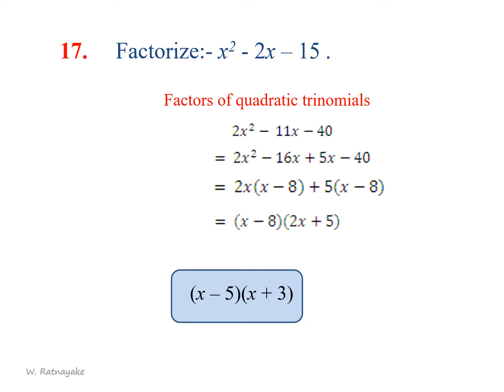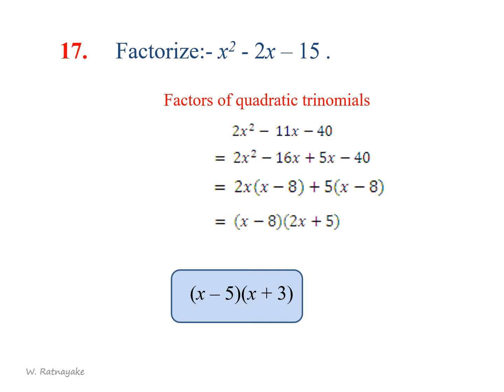If you take minus 5 and plus 3 only, we get the middle term as minus 2x. Here minus 5x plus 3x. When we add those two terms, we get minus 2x. So likewise, we can mentally check whether our answer is correct. So if you have any difficulty, these types of methods you can use to find the factors.